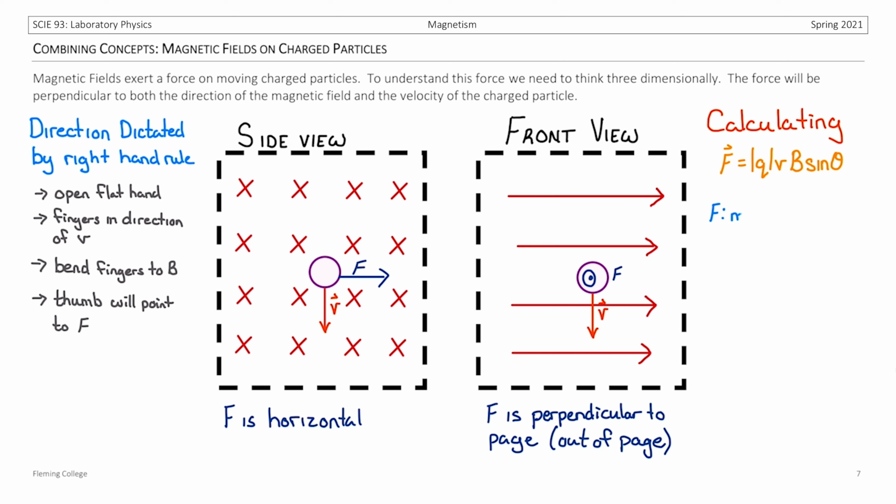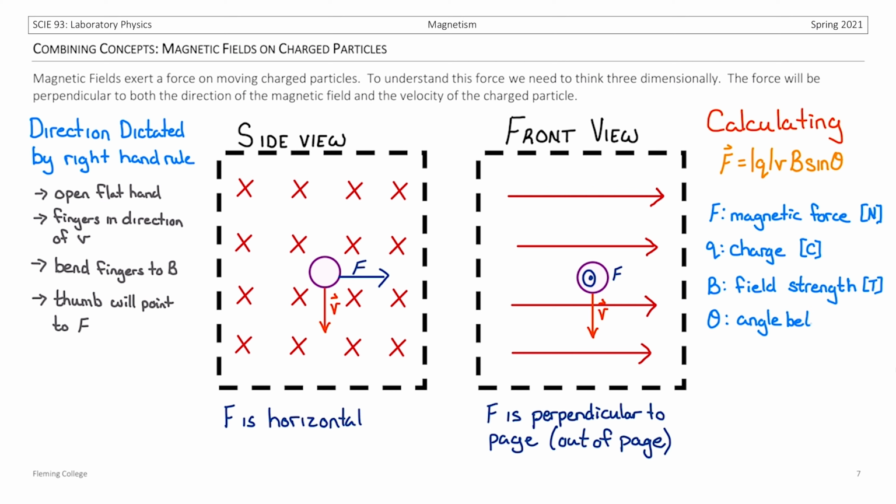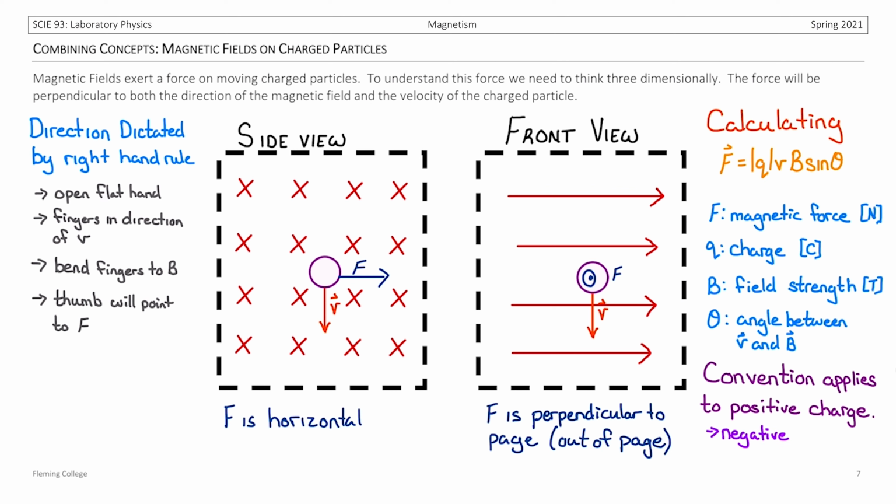So force is just the magnetic force. It will be measured in newtons. Q represents the amount of charge we have, so we'll measure that in coulombs. B is the field strength measured in Tesla, and theta will be measured in degrees or radians, whichever information you're given. You need to keep in mind that this convention applies to positive charge. If you have a negative charge, it will reverse the direction of force by 180 degrees.